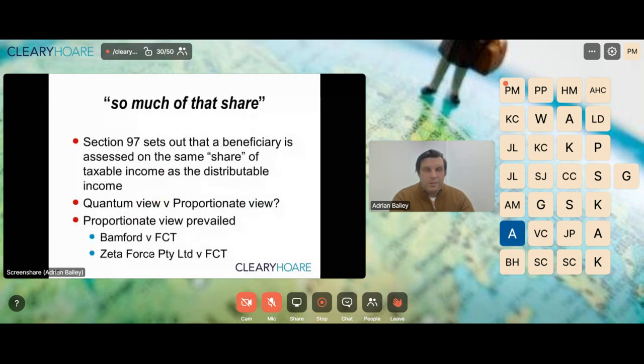The proportionate view was found to prevail initially in cases such as Zeta Force and then later on in Bamford, where it was decided by the courts that if there is a later amendment and there is a difference between tax law income and distributable income, then the extra amounts flow proportionally in accordance with the initial resolution. There have been some, I wouldn't say changes since then, but the proportionate view is the one that we need to consider when we're drafting our trust resolutions, recognizing that if there is a change later on, then it will go to those beneficiaries in those proportions.